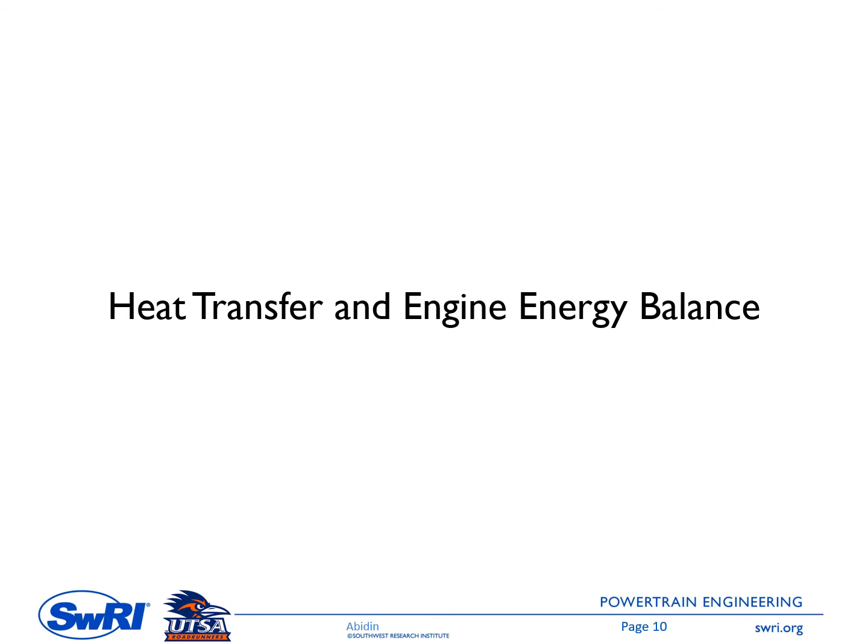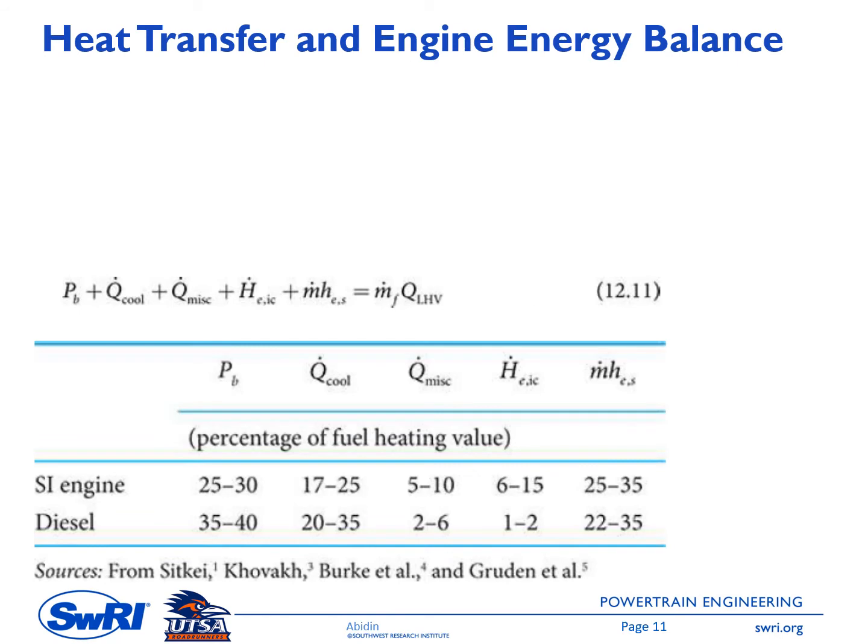The next one is heat transfer and engine energy balance. Let's start by drawing a simple schematic for the thermodynamic system of the engine. Let's say this is the engine block, and then I have a piston. Then we have a conrod here. And this blue dashed line represents the system boundary.